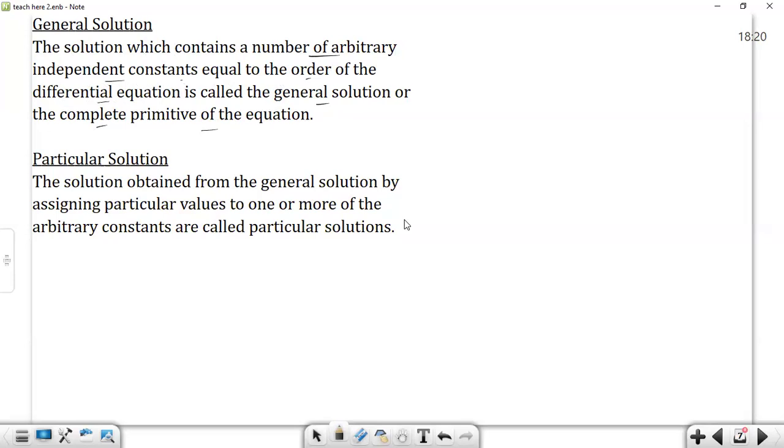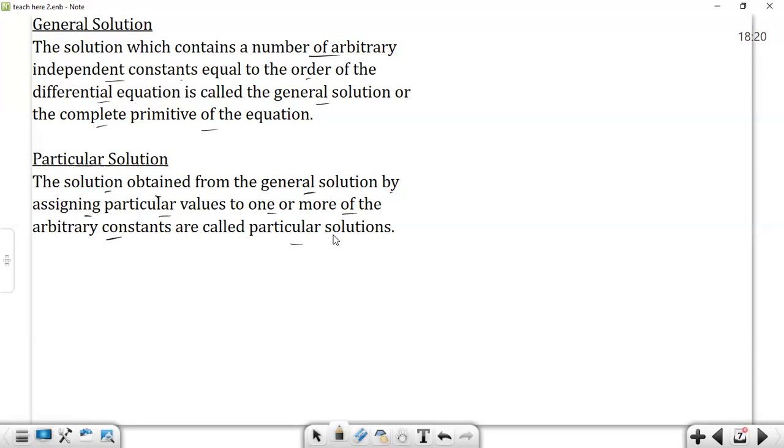If the arbitrary constants in the general solution are eliminated by using some result, then the solution is considered a particular solution. The solution obtained from the general solution by assigning particular values to one or more of the arbitrary constants is called a particular solution.